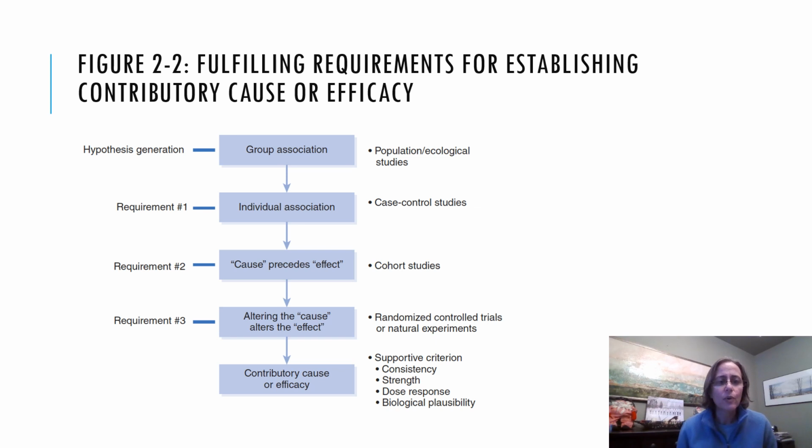Okay, so this again is that graphic that you saw before. So those are those 3 requirements. We talked about how sometimes number 3 is hard to do when establishing causes, but we can look for contributory cause or efficacy. We can look for other supportive indicators, right? Like consistency of the evidence, strength of the evidence, biologic plausibility. Those things can all help.